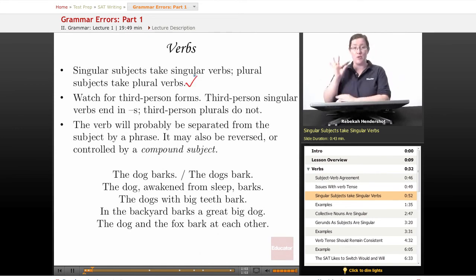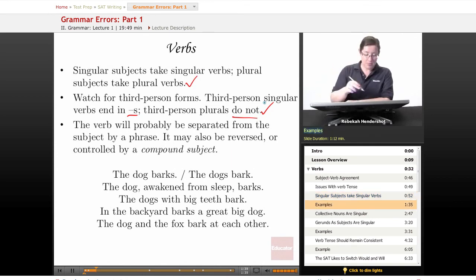No. Watch for third-person verb forms. This is where the test will usually try to get you. Third-person singular verbs end in S, usually, with some exceptions for irregular verbs, and third-person plurals generally do not. Now, something else to watch out for. The verb will probably be separated from the subject by a phrase just to make things harder for you. It may also be reversed, have the verb come before the subject for some reason, or it may be controlled by a compound subject. None of these absolve you of your responsibility to make sure that subjects and verbs agree.